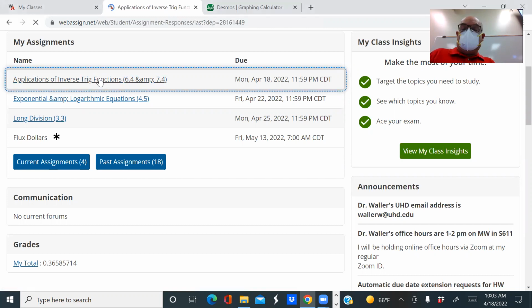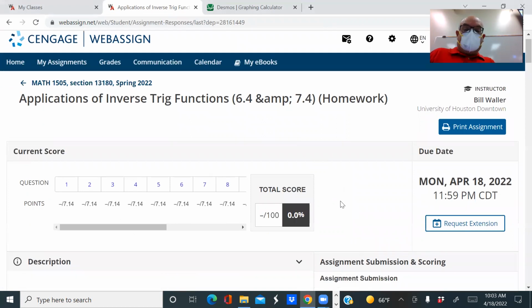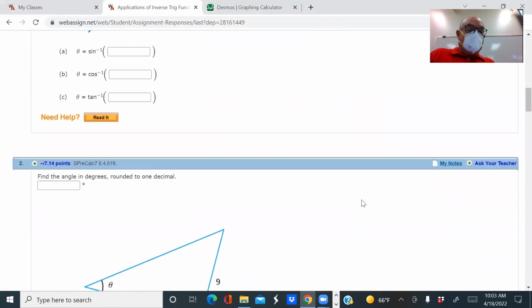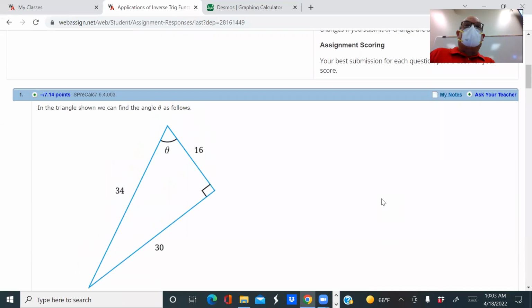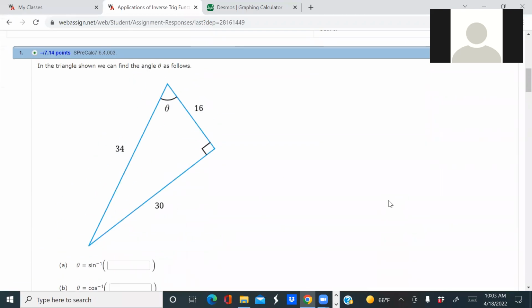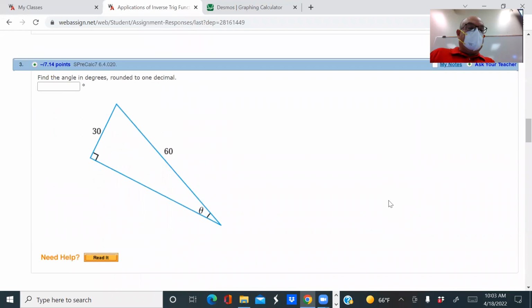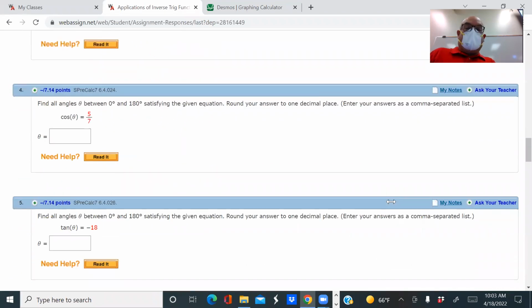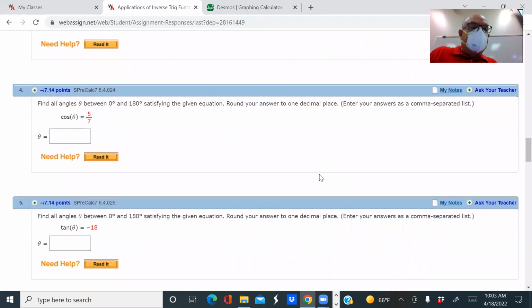So let me open that, and let's go straight to the question. So Jad, you mentioned 4. The first 3 questions should be pretty straightforward because those are all just right triangle sorts of questions. So you really only have one answer, I think, to each question. But number 4 is going to be more difficult, right?